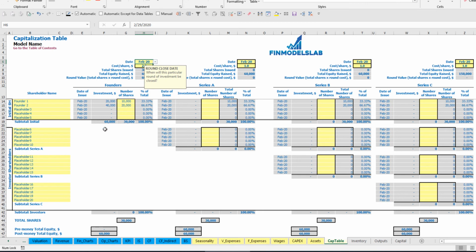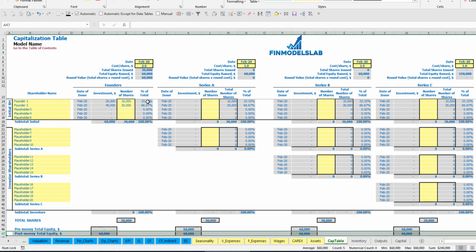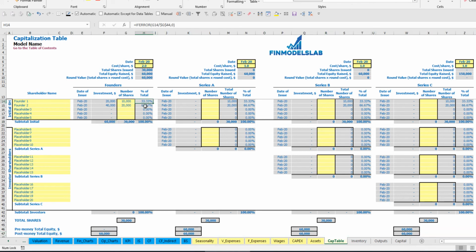Let's imagine that cost of share will be $2 and the date of founding is February. This means that investment for founder 1 is $20,000, for founder 2 is $40,000. In total they invest $60,000, which you may see here. The dilution is 33 to 67% of shares.